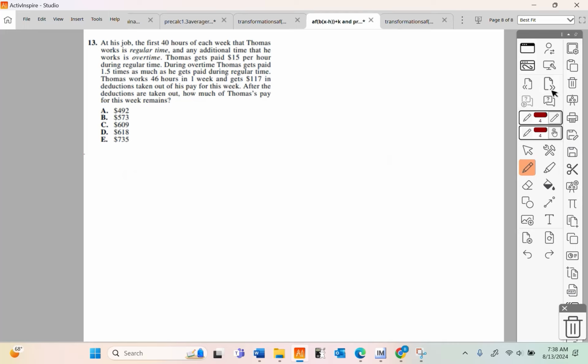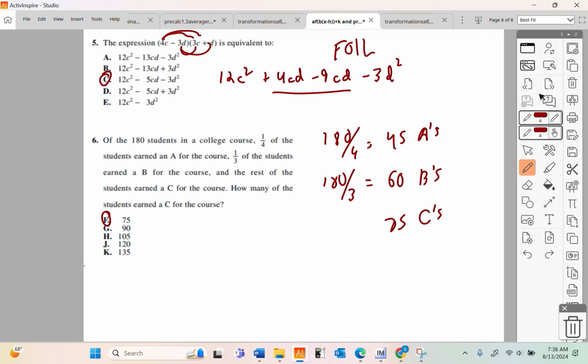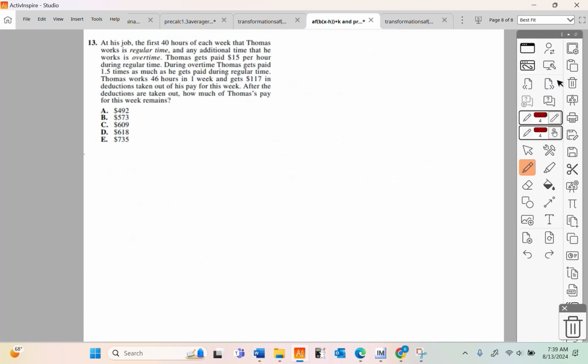13. At his job, the first 40 hours of each week that Thomas works is regular time, and any additional time that he works is overtime. How was 13 of those things so quick? Something's weird about that. Oh, I've gone out of order. That's what's weird about it. At his job, the first 40 hours of each week that Thomas works is regular time. Any additional time that he works is overtime. Thomas gets paid $15 per hour during regular time, and during overtime, he gets 1.5 times as much. Time and a half is common. Thomas works 46 hours in a week and gets $117 in deductions taken out of his pay for the week. After the deductions are taken out, how much of Thomas's pay remains?